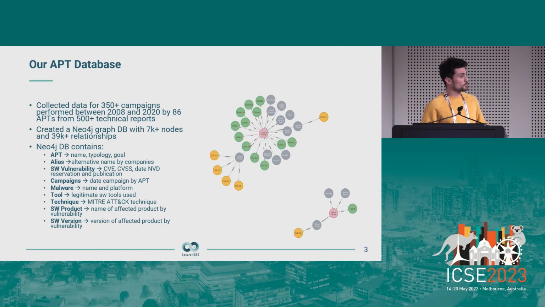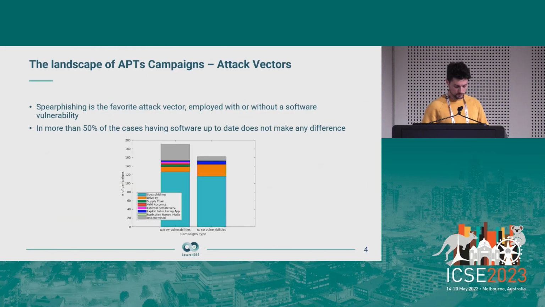From this data, we started looking into the characteristics of APTs and how this relates to software updates. The first thing we found out is how they compromise the network, and that is the attack vector that they employ. Typically, they employ spear phishing attacks, so typically sending emails. What is interesting is that they employ it with or without, obviously, a software vulnerability, and they prefer this kind of attack vector compared to more sophisticated attacks like drive-by or supply chain that we often hear about in the news.